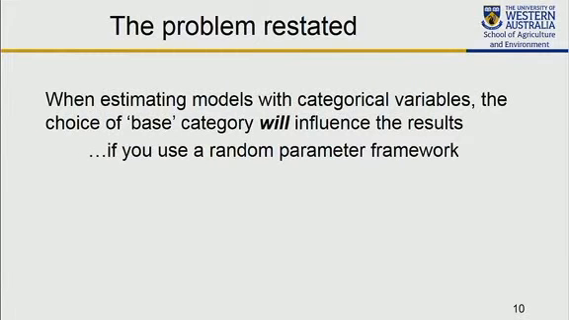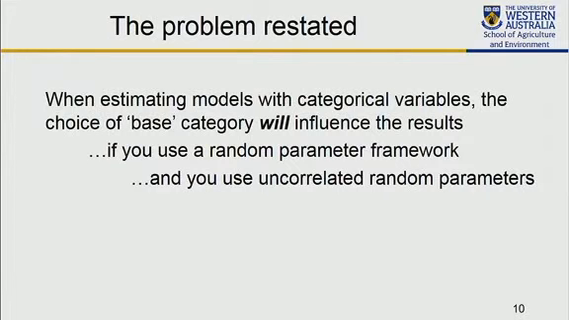If you use a random parameter framework, and if you use uncorrelated random parameters. So if you decide to estimate a model where you're going to say, I'm going to have these random parameters, but they're going to be uncorrelated to each other, and you're doing that with categorical variables, then the models you estimate depend upon which one you drop as base. So the first statement's really bold, and then it gets qualified twice to something quite a little narrower, but it's still, I think, an interesting problem.